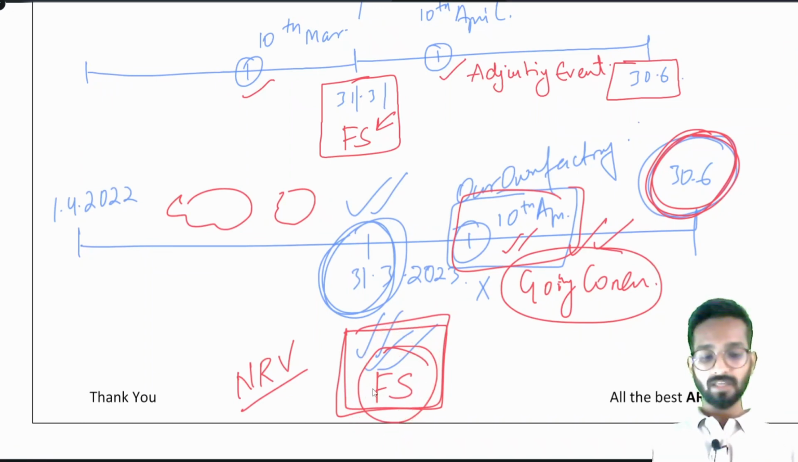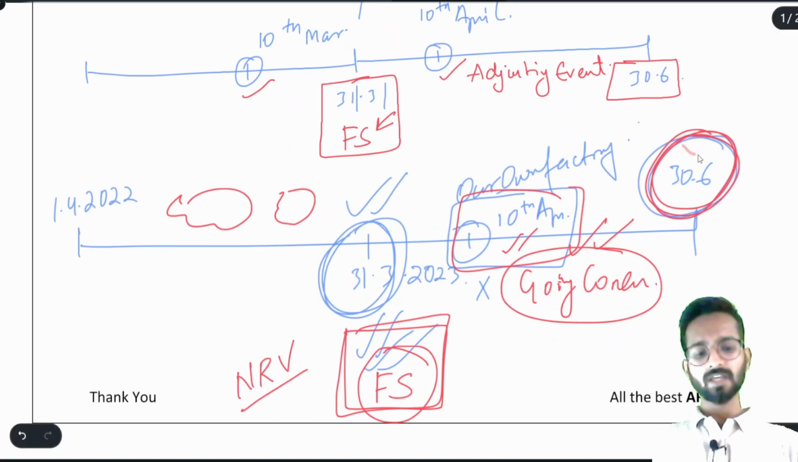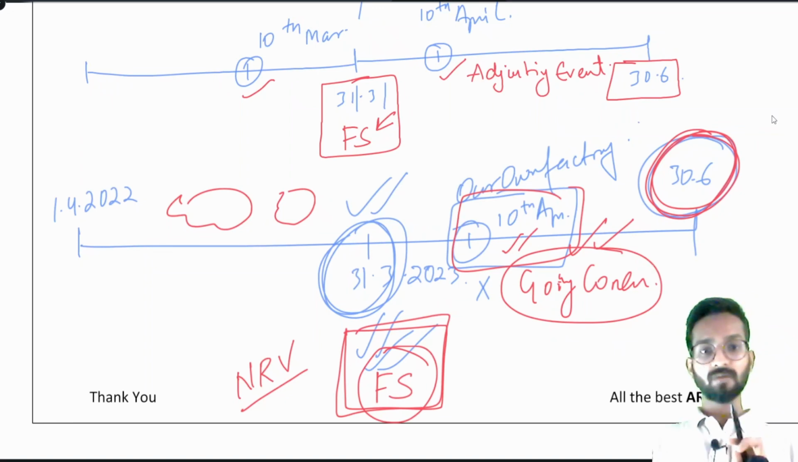Understood? This is the exception of the non-adjusting event. Sir, will we provide no information in the case of non-adjusting event? See, for the non-adjusting event, whatever is in the director's report, we will just provide a single line, single information to our shareholders. But remember this, we will not change our financial statement. We will just provide the information in the director's report.